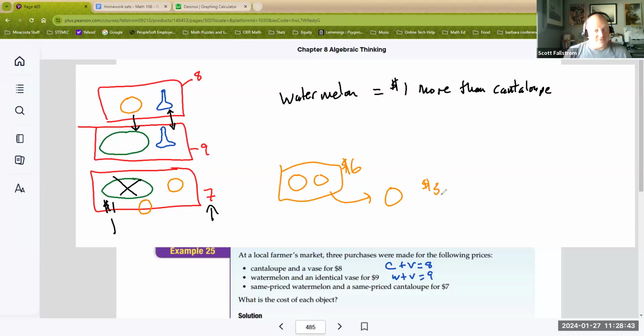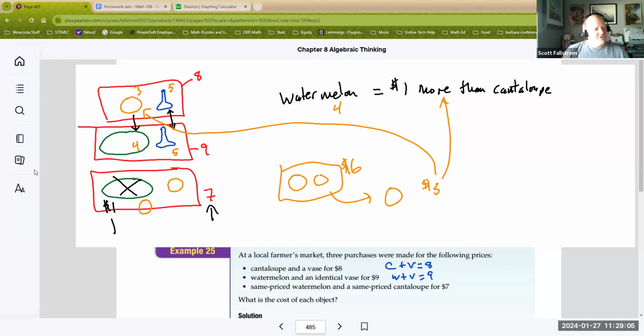And once I know a cantaloupe is $3, I can go back up here and say that's $3. Well, then the vase had better be $5. If the vase is $5, then the melon better be $4. Once I know a watermelon is $1 more than a cantaloupe, I know the watermelon's $4. So you can get to the answer without using all of that algebra.